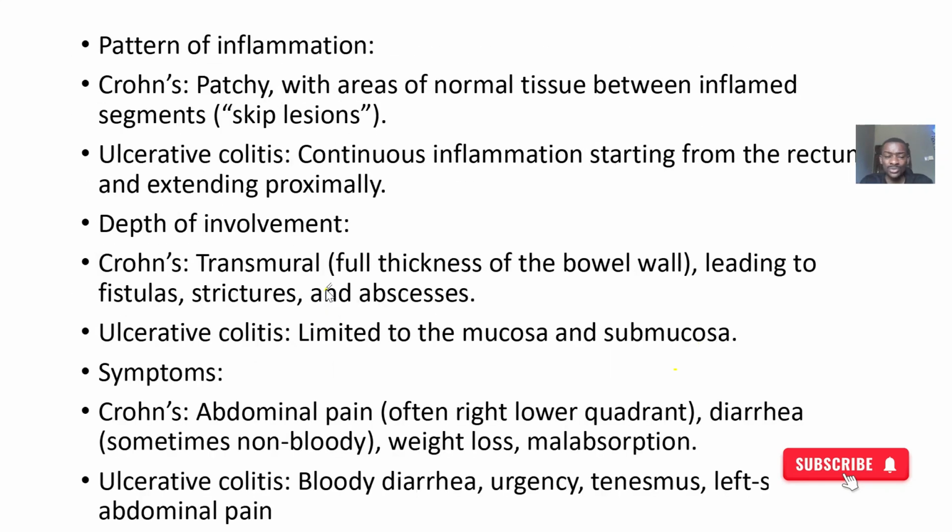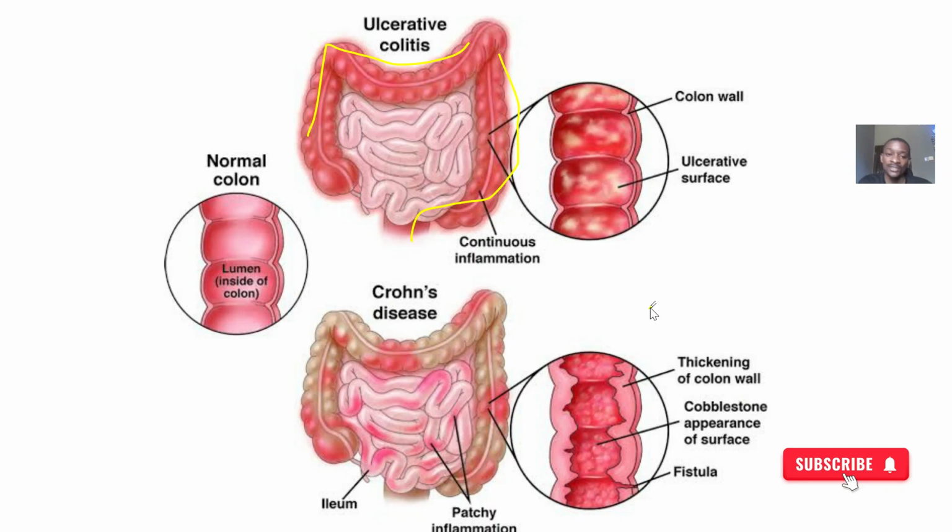So symptoms: Crohn's is abdominal pain, weight loss because you don't want to eat, because when you eat there's pain, and malabsorption. Then ulcerative colitis is bloody diarrhea, urgency, tenesmus, left-sided pain. So that's what I was telling you, mostly on the small intestine, which is located on the left side of your abdomen. So mostly the pain is localized around that side. The patient is bending towards the left, even as they are talking to you, so they are picking it up.